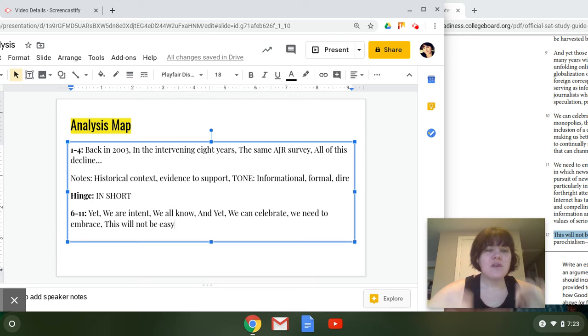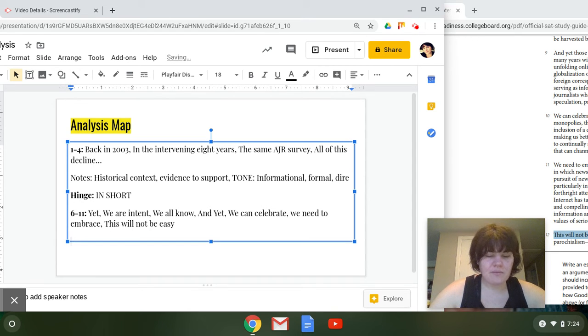Let's find out. So let's see here. In the notes, we don't want to really talk about the historical context anymore because he's really staying in the present. "We are intent. We all know. We can celebrate. We need to embrace." So I think, first of all, we need to identify this as inclusive language that indicates a shift in tone and purpose, probably. So no longer giving historical context, but trying to empower the reader to be a part of the solution.